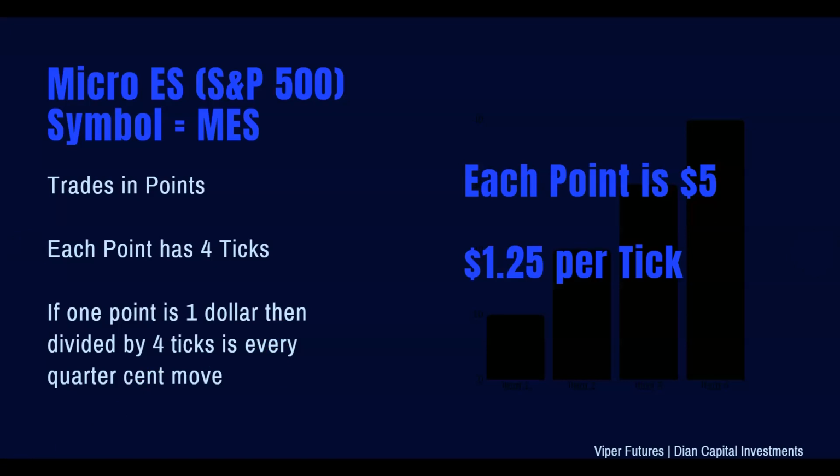So again, for every 1 point that the micro ES moves, that's equivalent to $5. If you divide that into 4 ticks, it takes 4 to equal 1 point, so it's $1.25 per tick. So it's going to take 4 of those ticks, like 25-cent quarters, to make a $5 profit or loss.